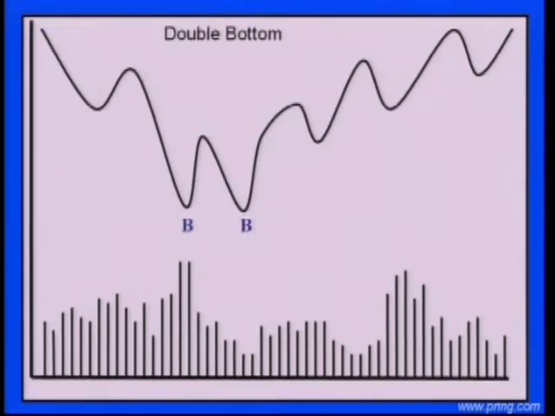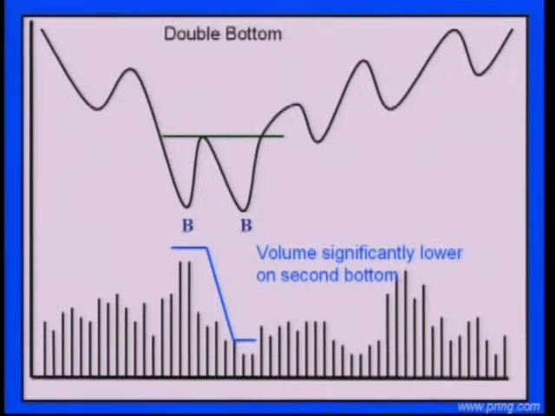A double bottom is the opposite of a double top, where we get two bottoms at approximately the same level. The second bottom experiences significantly less volume than the first. With a double bottom, the second bottom should have noticeably less volume than the first bottom. It's not just a question of a little bit less, it should be significantly less.